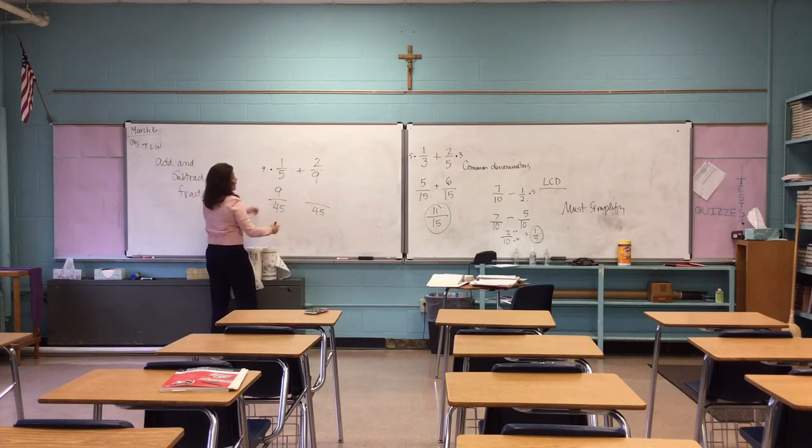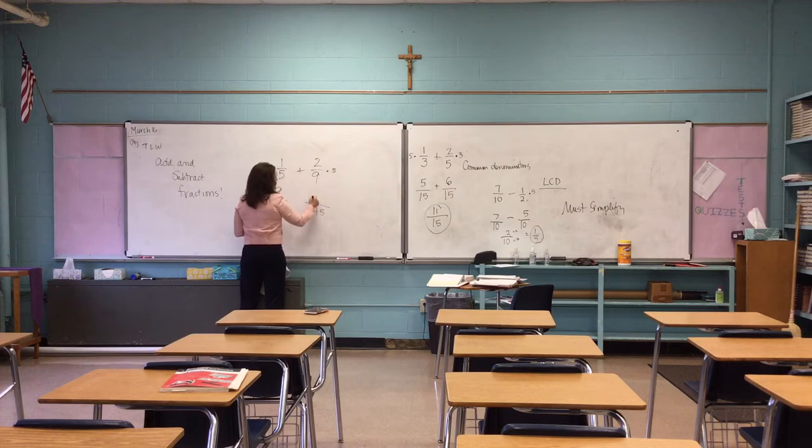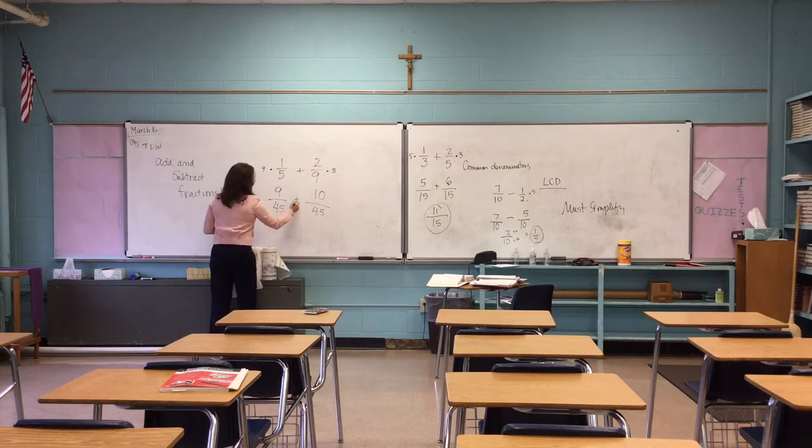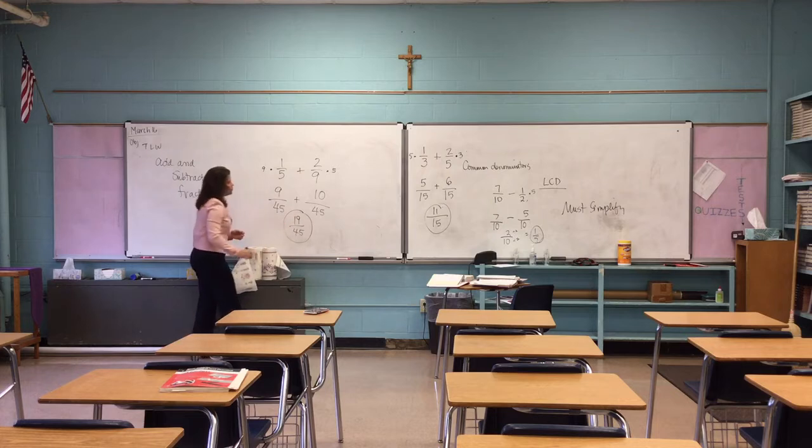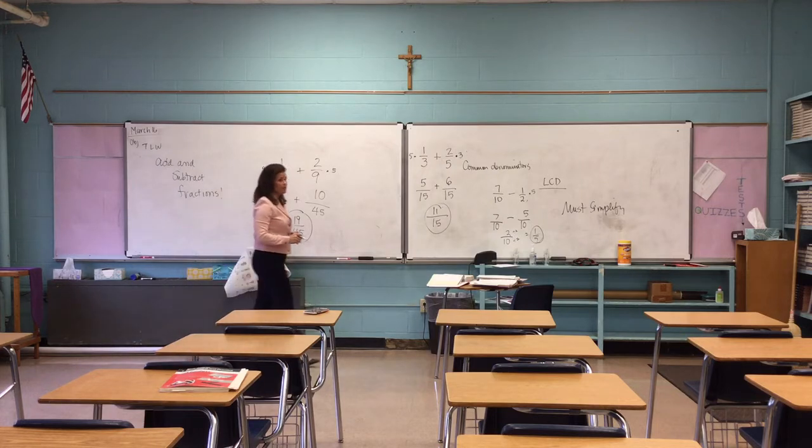This new numerator is 9. This new numerator is 10. I'm adding them together. That's 19 over 45. The 19 and the 45, the numerator and denominator, do not have any common factors, so you are finished. So I hope that's what you got.